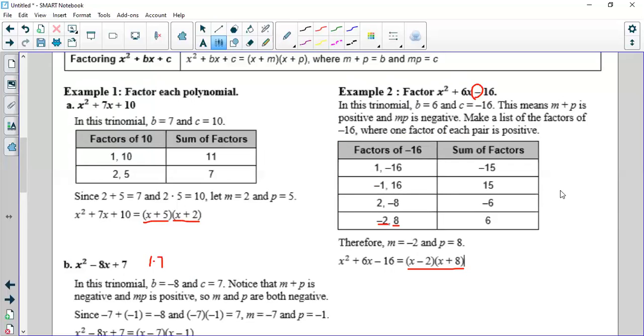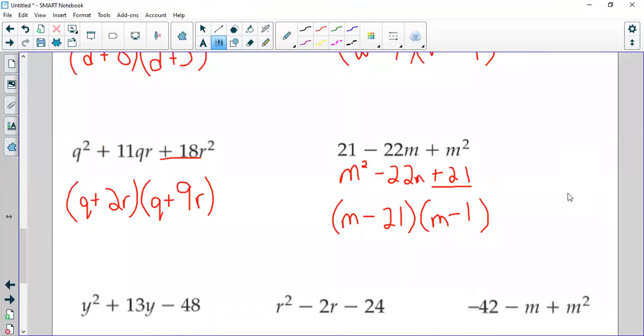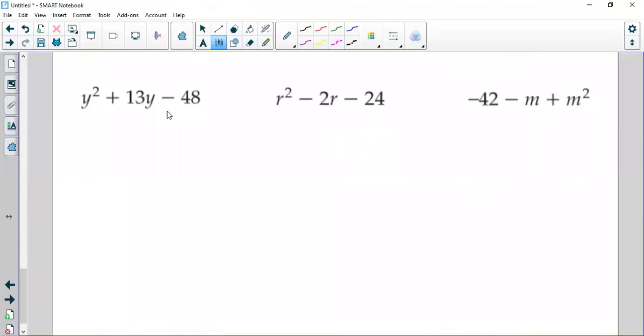Let's practice a couple of them. I got 3 of those for you. y squared plus 13y minus 48. The C value is negative. As I multiply to make 48, I'm going to subtract to make 13. Well, let's set up our parentheses. I got a parentheses here, I got parentheses here. I know I need to make a y squared, so I got a y, and I got a y. So my factors are 48.